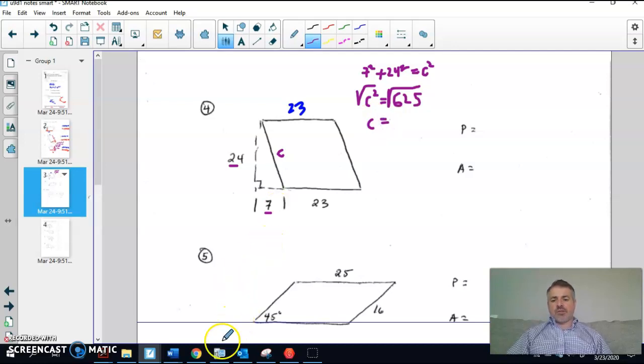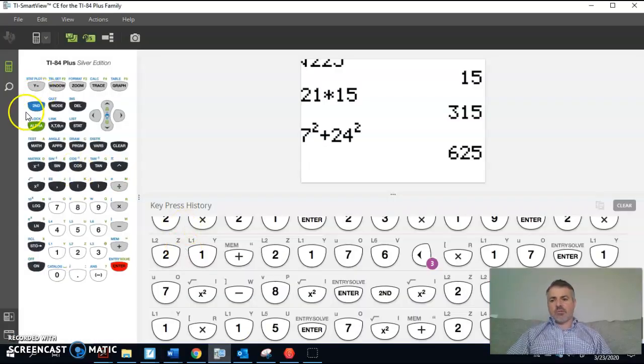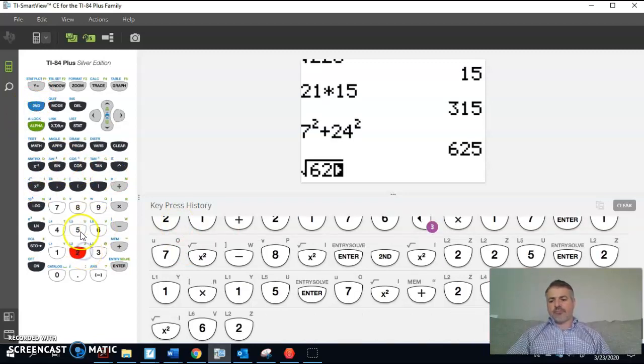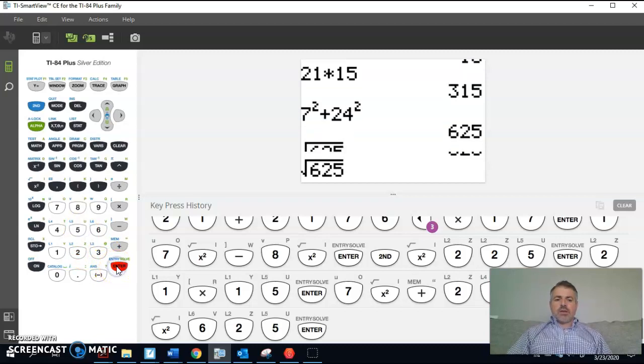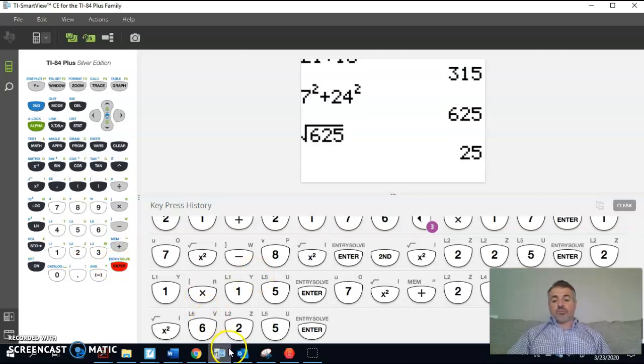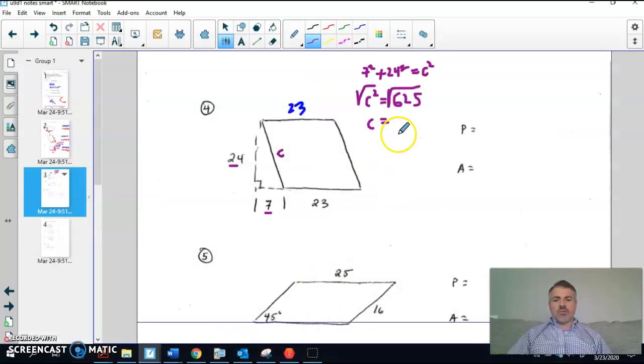So square root of 625. And then I end up with 25. So that means c is equal to 25. So again, if this is 25, so is this. So that goes into then my perimeter calculation.